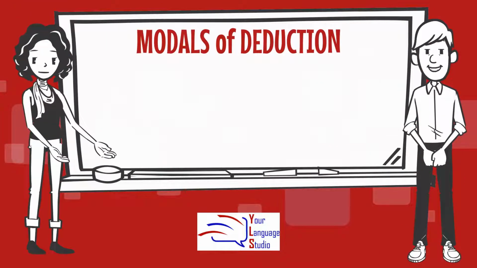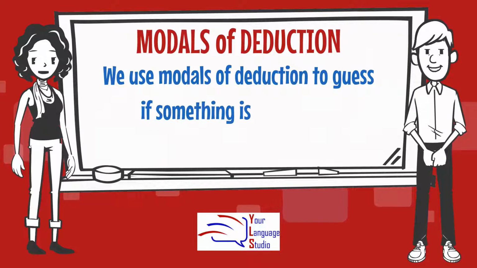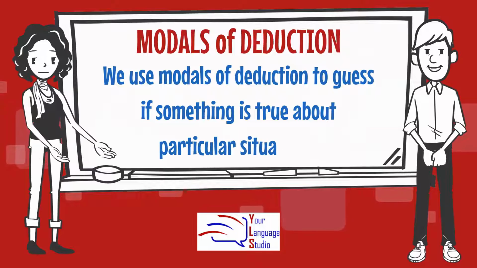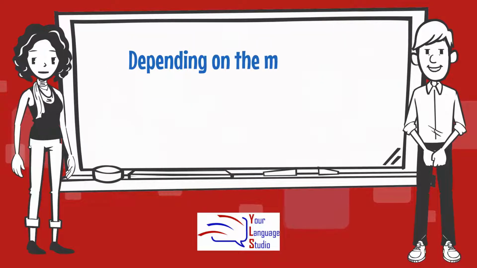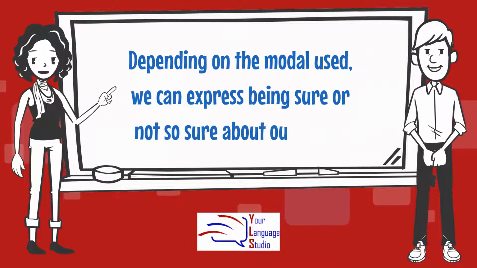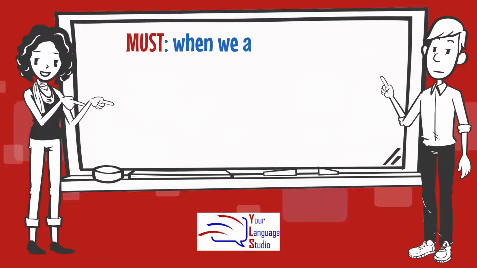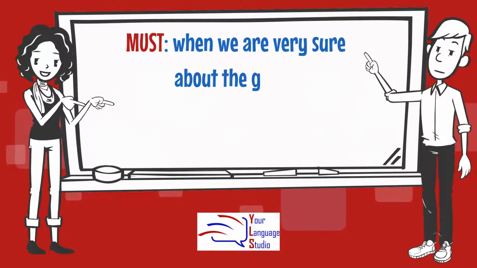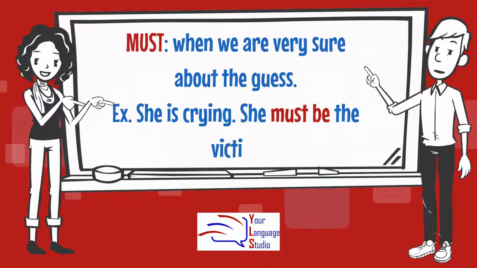Models of deduction. We use models of deduction to guess if something is true about particular situations. Depending on the model used, we can express being sure or not so sure about our guess. Must. We use must when we are very sure about the guess. She is crying. She must be the victim.